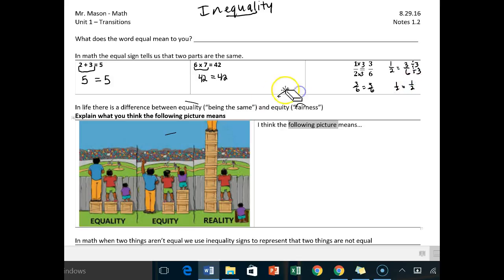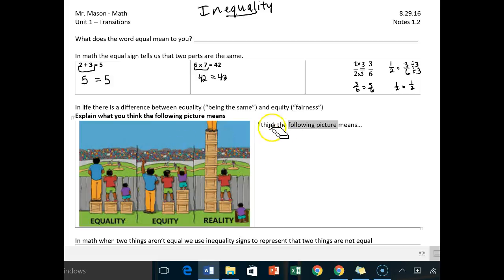All right, so in life, there's a difference between being the same and equity, which is kind of the word for fairness. So equality is like two sides are the same, and equity is fairness. So take a look at this picture here. We've got a picture that's trying to say, hey, this is what equality looks like. Notice they're all in the same box, except one guy really can't see here. Here's what equity looks like. Notice they can all see now, but sometimes somebody needs a box, sometimes somebody needs two boxes. And then there's reality. It's the guy that probably doesn't need the box at all, gets all the boxes, and then this guy is almost kind of dug in a hole.